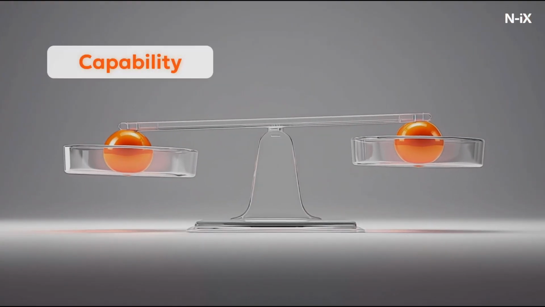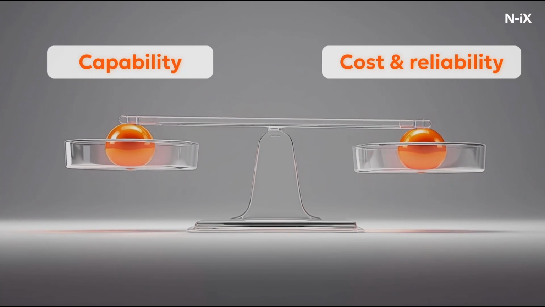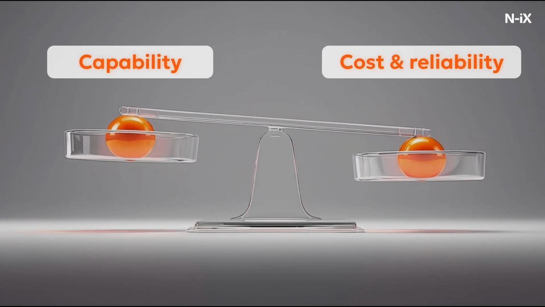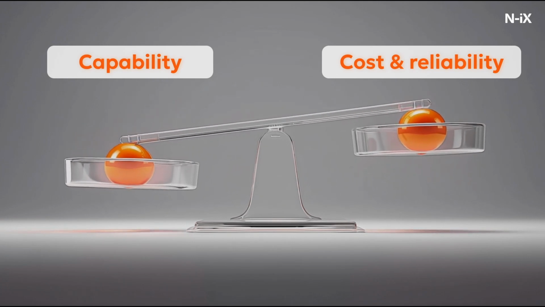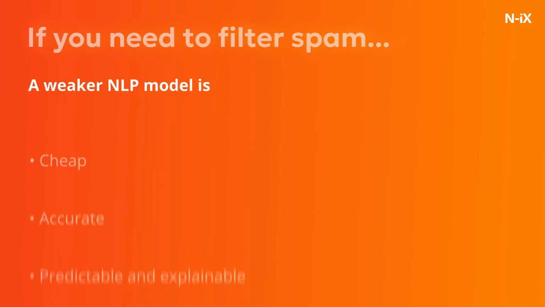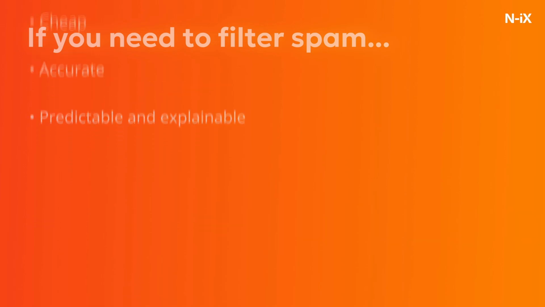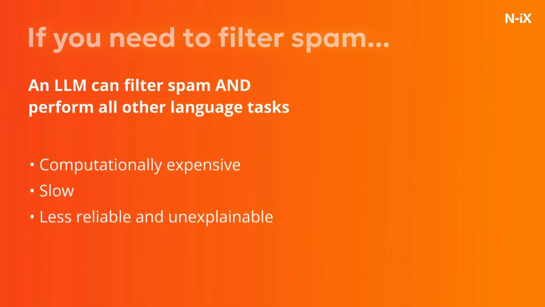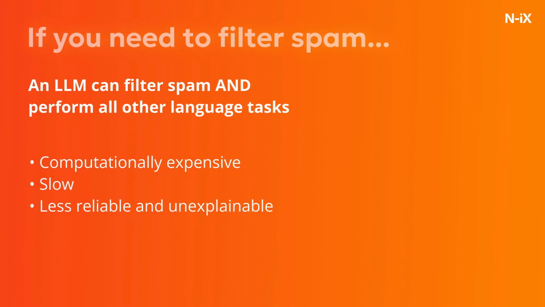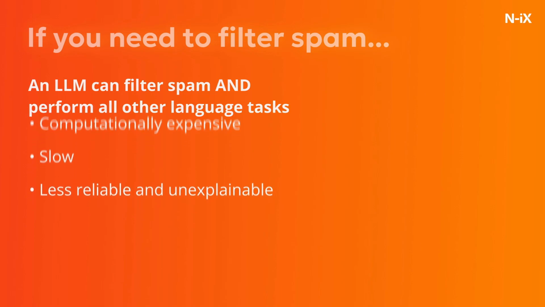The core trade-off is capability versus cost and reliability. Simpler NLP tools do one thing, but they are cheap, quick, and predictable. A spam filter runs on minimal compute power, never hallucinates, and makes the same decision every time. An LLM can do everything, but it's expensive to run, slow, and unpredictable. Ask it the same question twice, and you might get 2 different answers. It can also be confidently wrong, which a rule-based system simply cannot be.